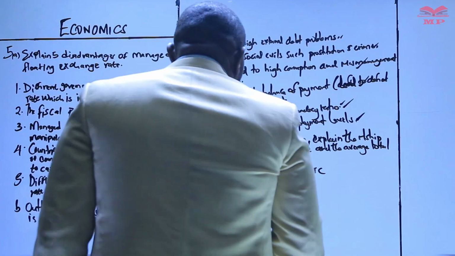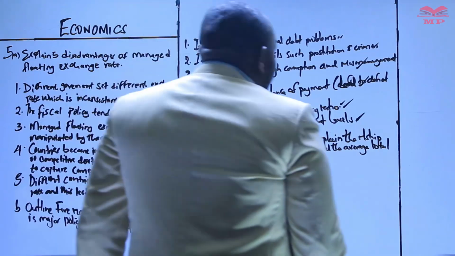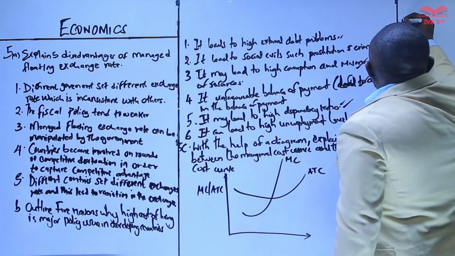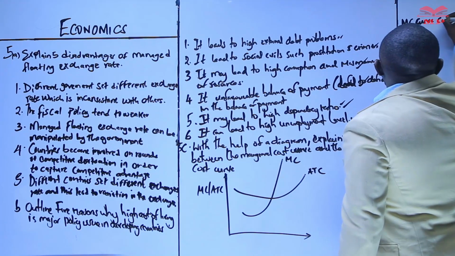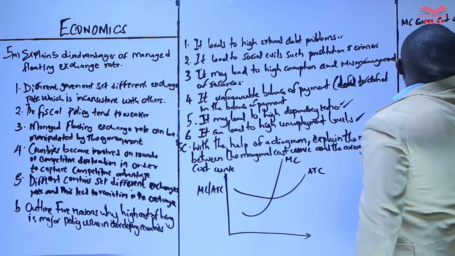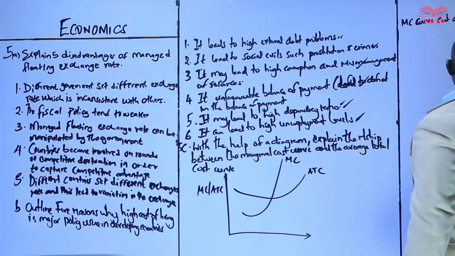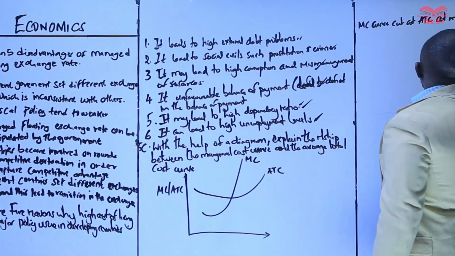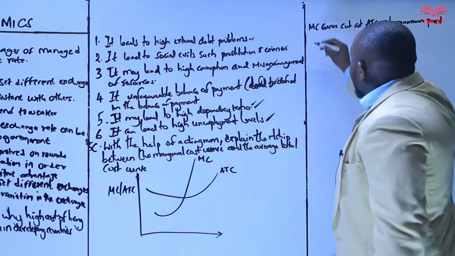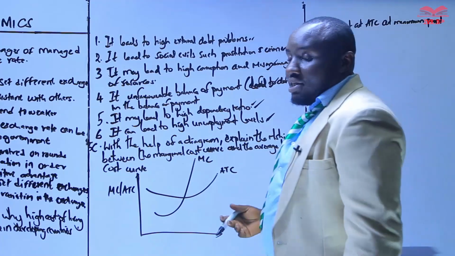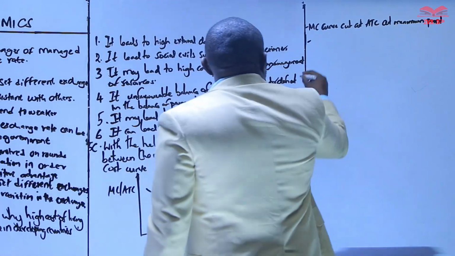But very important in this diagram to understand is that the marginal cost curve cuts ATC, average total cost, at its minimum point. That is the first thing that we need to understand from the diagram. The second thing that we really need to understand from the diagram is that MC is less than ATC.